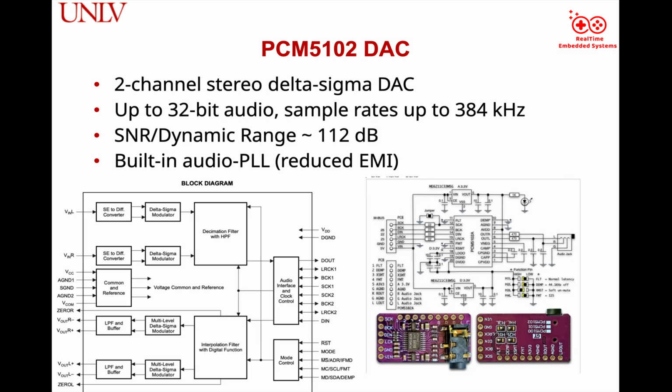And also for the DAC, digital-to-analog converter, which is the output for this project, I use the PCM5102 DAC to convert digital audio back to analog. The PCM5102 DAC offers 32-bit output up to 384 kHz with 112 decibel dynamic range. Together, they ensure clean analog-to-digital and digital-to-analog conversion for the guitar signal.